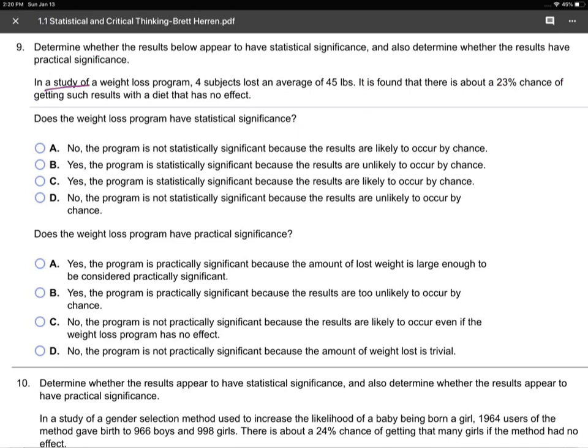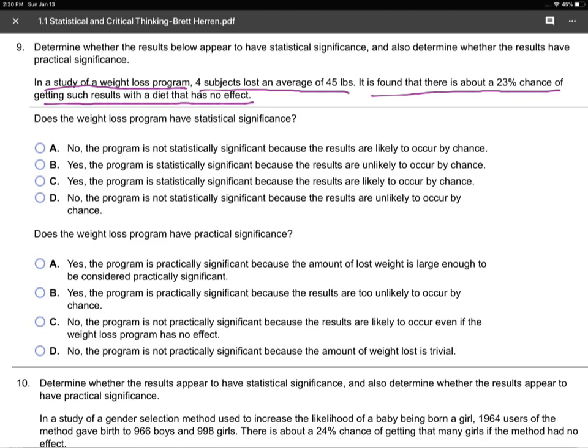a study of a weight loss program. 4 subjects lost an average of 45 pounds. It is found that there is about a 23% chance of getting such results with a diet that has no effect. In other words, these 4 subjects lost a lot of weight, but there's a 23% chance of getting these results with a diet that has no effect.